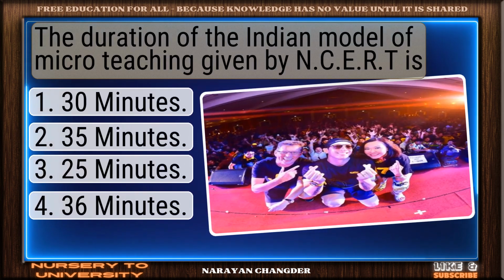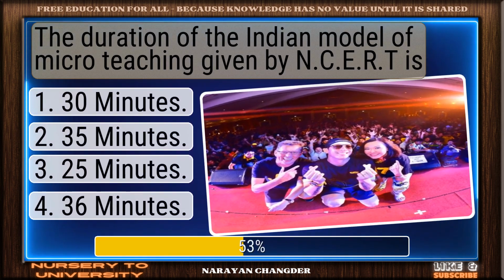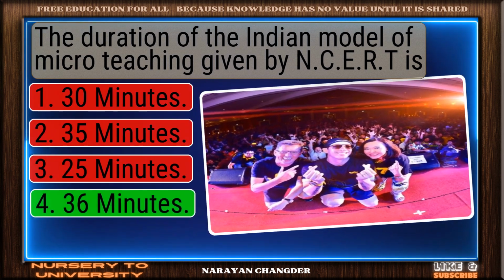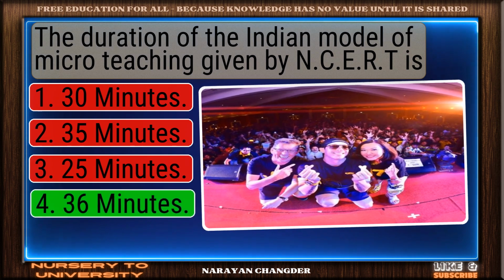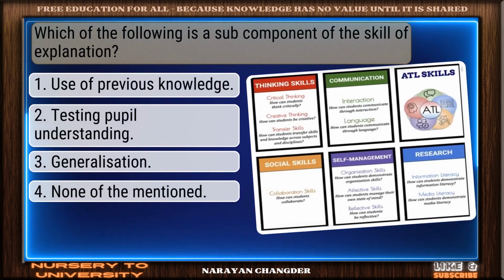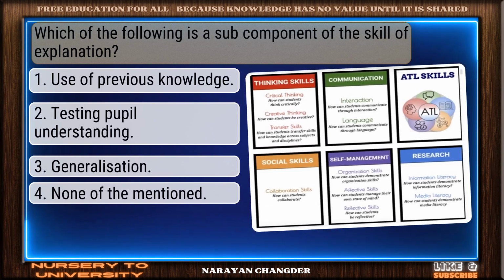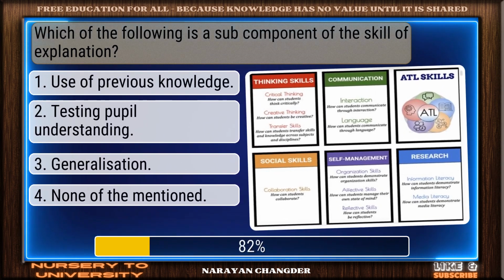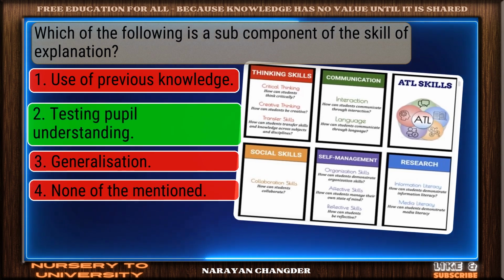The duration of the Indian model of micro-teaching given by NCERT is. Clear logic. Your choice 36 minutes is sound and 100% true. Which of the following is a subcomponent of the skill of explanation? You got it. Your choice testing pupil understanding is right.